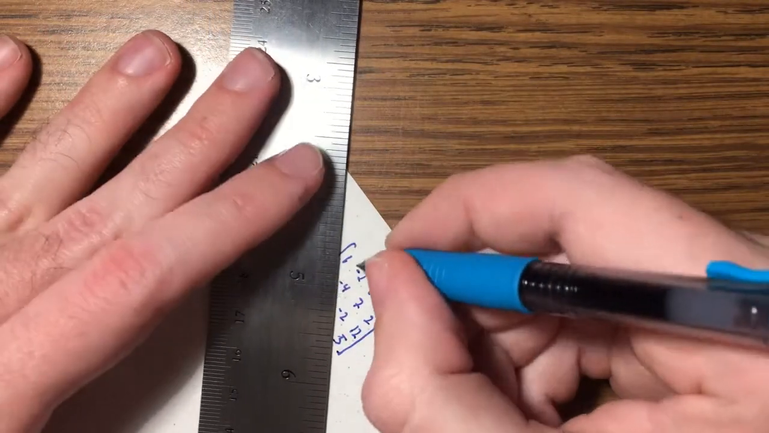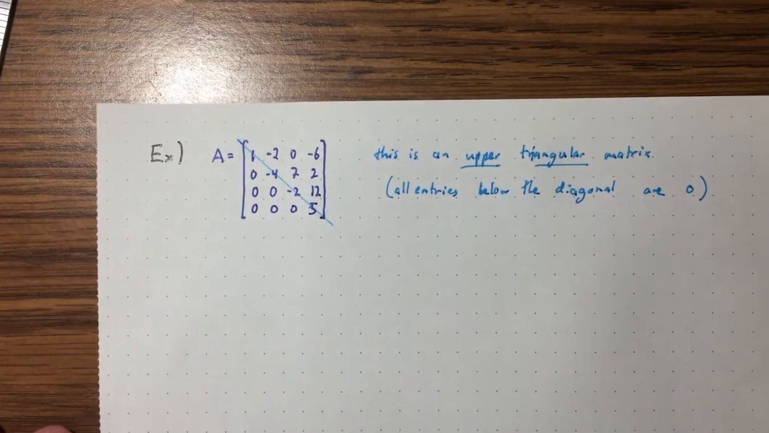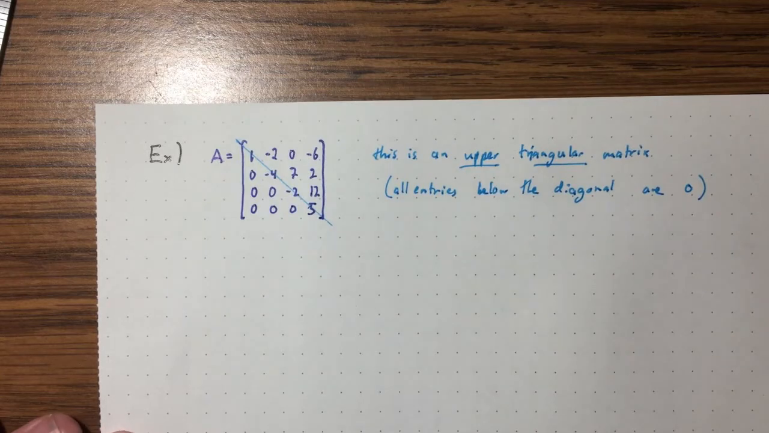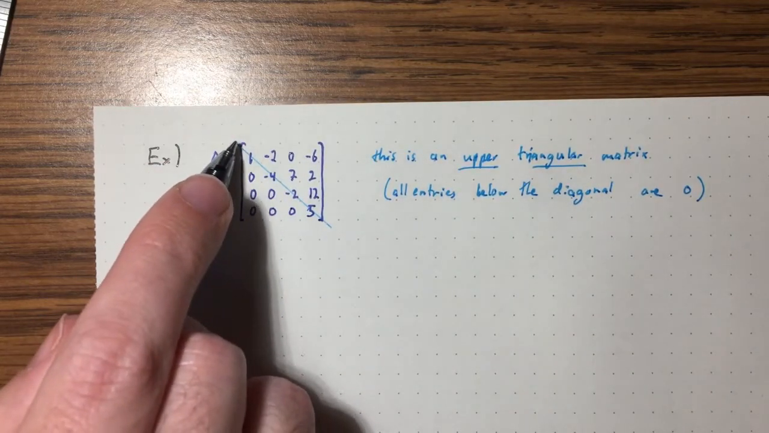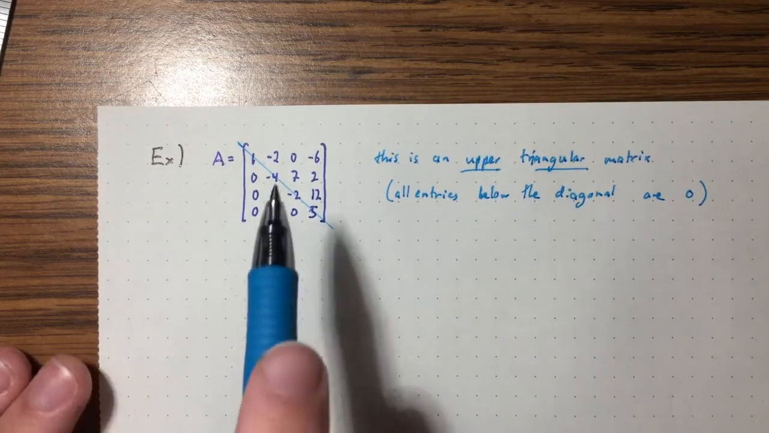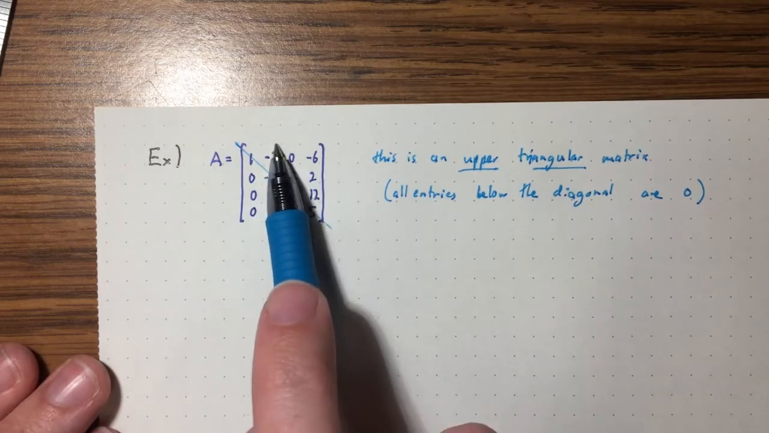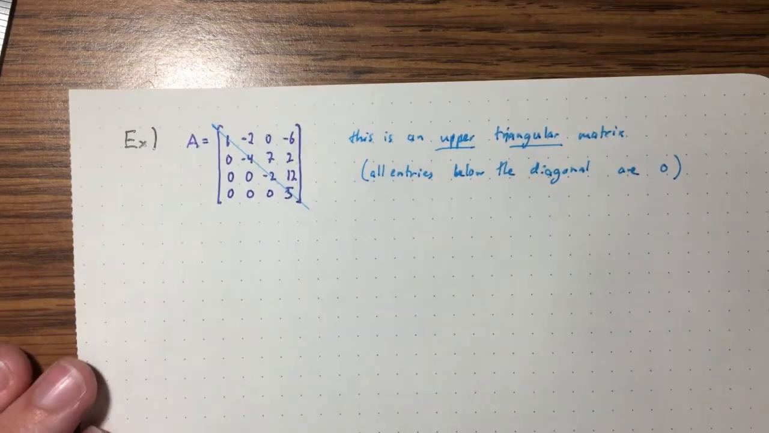By diagonal, I mean this diagonal. All entries below that diagonal are 0. So that's upper triangular. It's got to be this diagonal, the one that goes from top left to the bottom right. But all entries below that are 0, so that's an upper triangular matrix. A lower triangular matrix, these could be any numbers, but then these numbers above the diagonal would be 0.